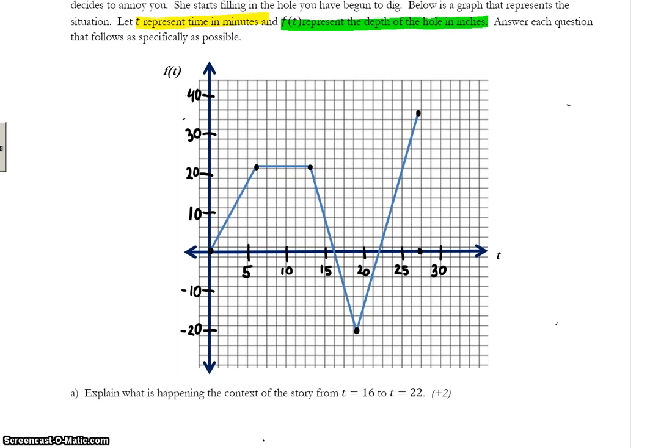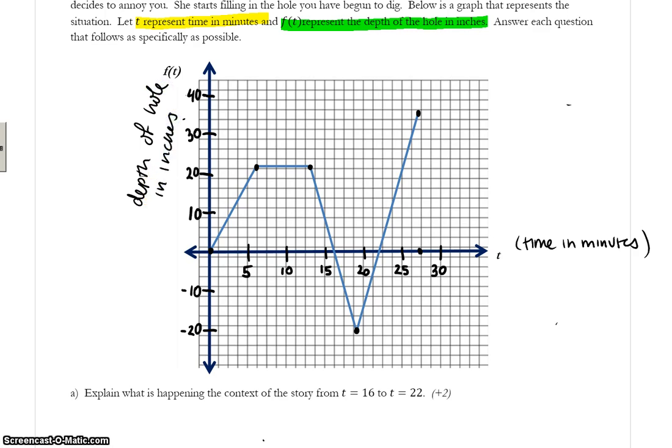So let's label our axis first. So t we have here is time in minutes, and then f of t here is the depth of the hole in inches.